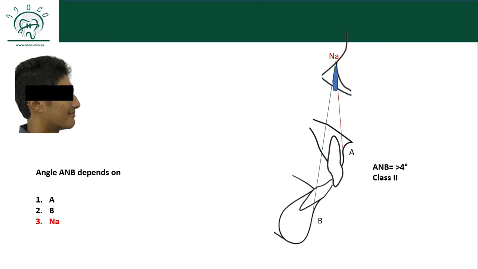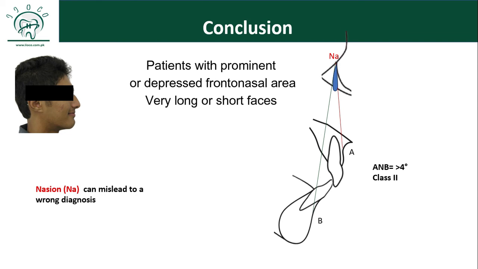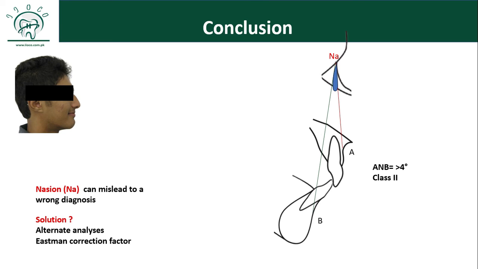So let us conclude here that the position of Nasion can mislead you to a wrong diagnosis, and you have to be very careful about this, especially in patients with some frontal bossing, or long face and short face patients. To overcome this misleading factor, you can either go for an alternate analysis, or you can add the Eastman correction factor, which will be a topic of discussion in my next video.